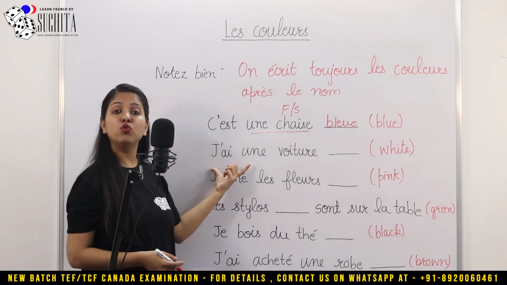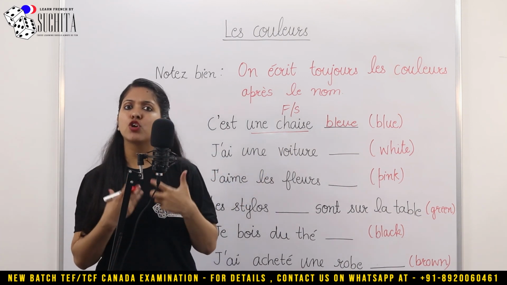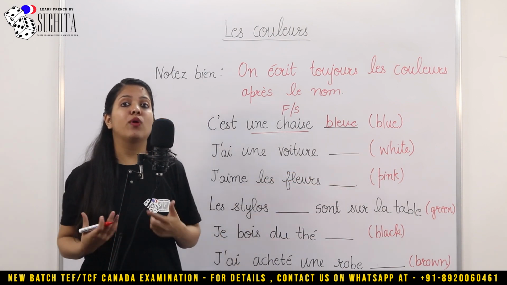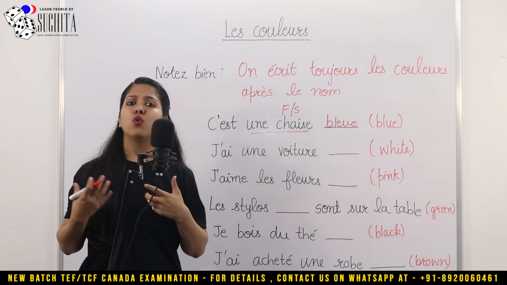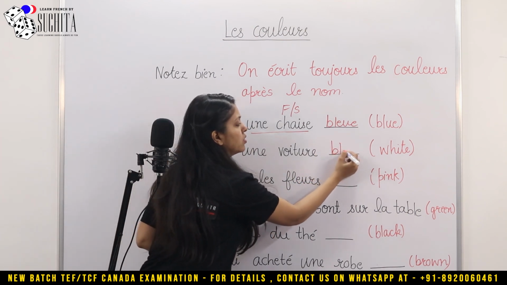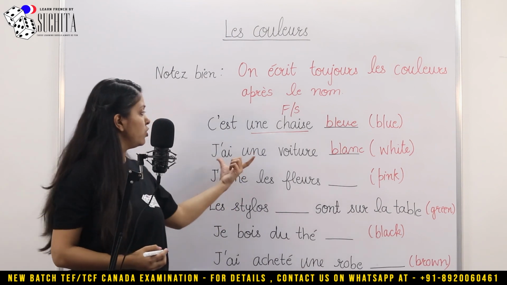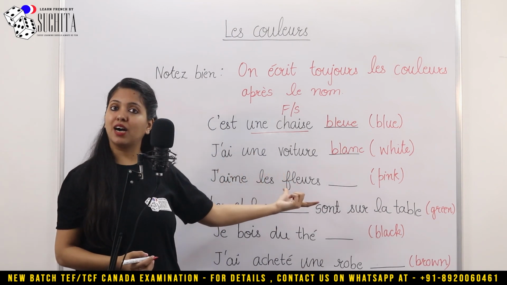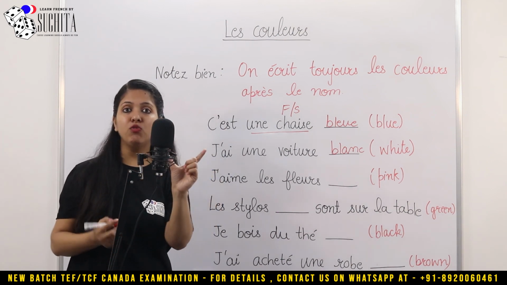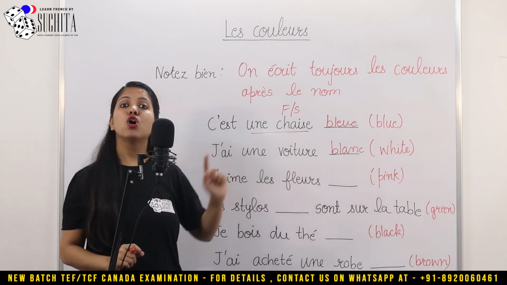Okay, let's move to the second one. That's j'ai une voiture. I have a car. And now I want to add it a quality. I want to say I have a white car. Now how do you say white? That's blanc. So you say I have a white car in English. In French it would be I have a car white. Noun first, color after. So you say j'ai une voiture blanc.